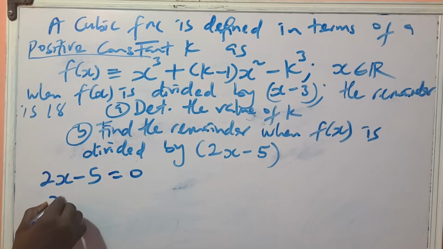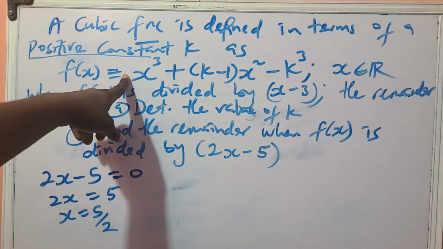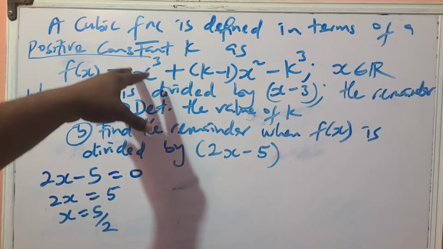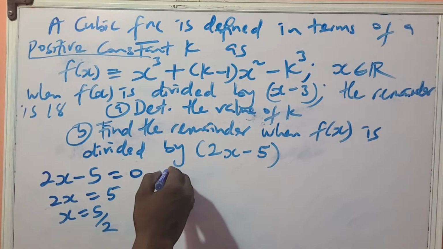That will be 2x equals 5 and x equals 5/2. So this means this is what I'll be putting into my polynomial. If I fix this into my polynomial, whatever I get is the remainder. That is the remainder theorem. So I have to fix x as 5/2 into this polynomial and I will get my answer. But don't forget, the polynomial we're given doesn't have the value for k, but we have gotten our value of k as 3. So we have to first of all go on to input our k value.